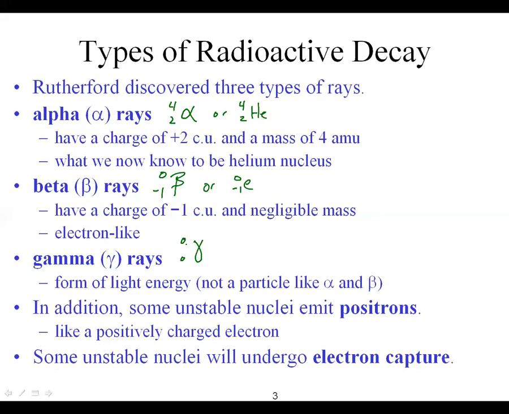There are some other particles that we'll see commonly used in nuclear reactions. Another one is what is referred to as a positron. And oddly, that is a positively charged electron.